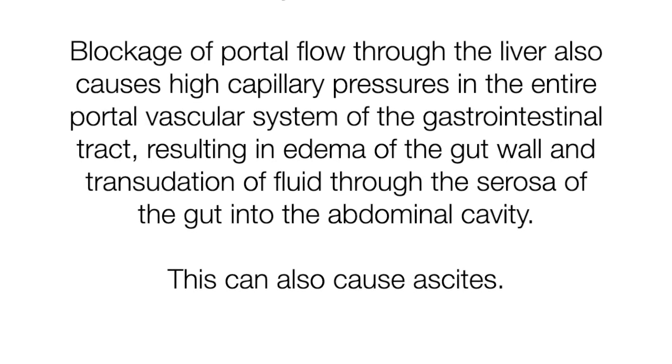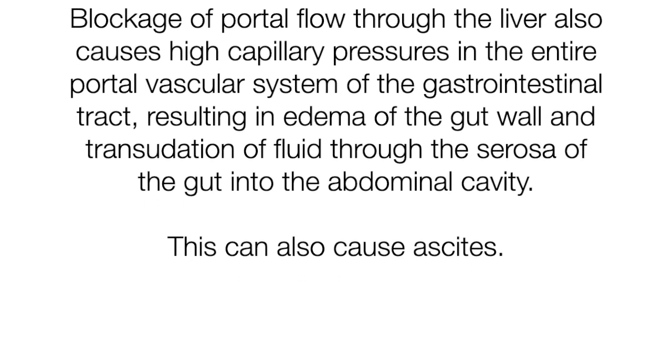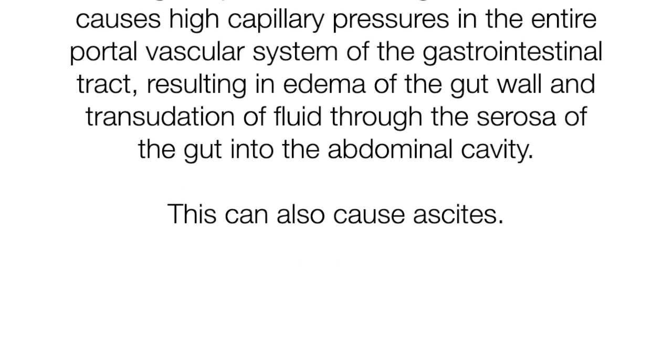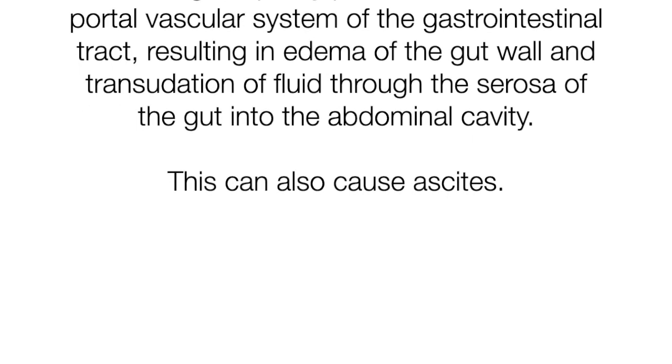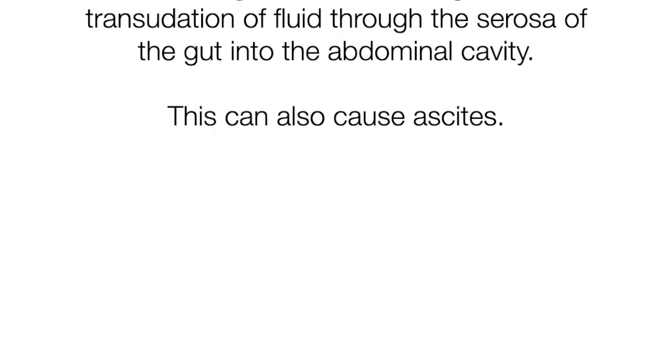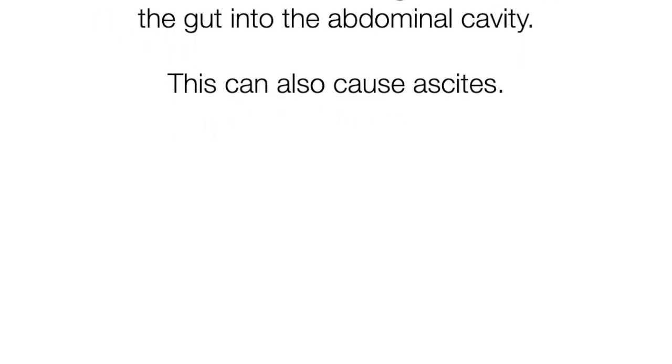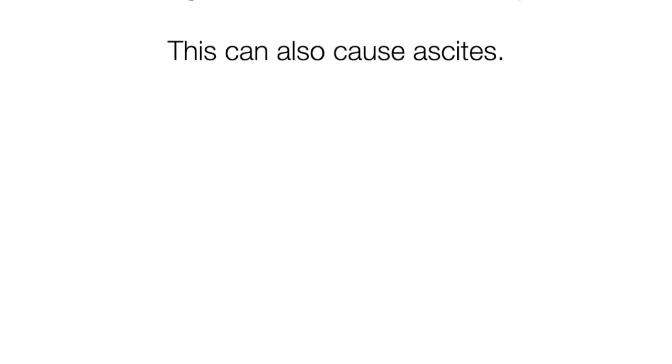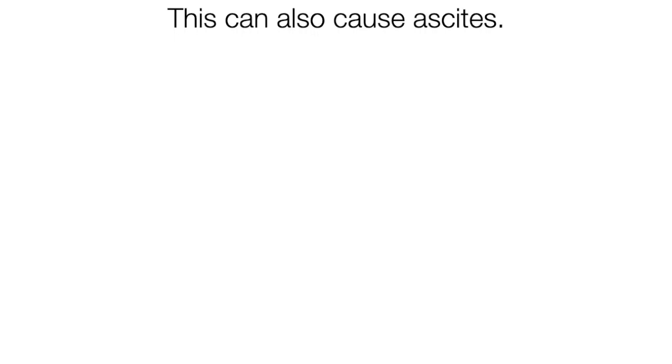Blockage of portal flow through the liver also causes high capillary pressures in the entire portal vascular system of the gastrointestinal tract, resulting in edema of the gut wall and transudation of fluid through the serosa of the gut into the abdominal cavity. This can also cause ascites.